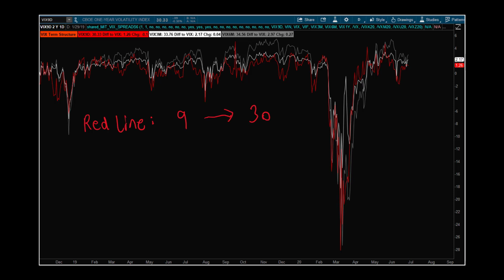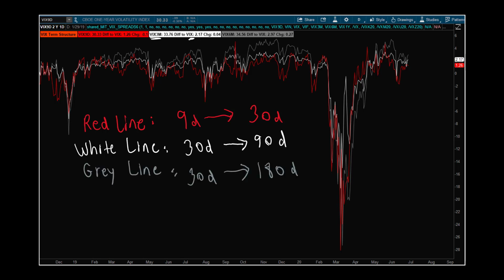The red line is going to be 9 days to 30 days. It's the difference in value between the 9-day VIX and the 30-day VIX. So think about that as short term. The white line is going to be 30 days, just the VIX, all the way out to 90 days. Again, it's the difference between the two. So you can see the front end of the VIX curve is going to be the red line. The middle is the white line. And then the furthest away is going to be that gray line. And that's what it looks like here.